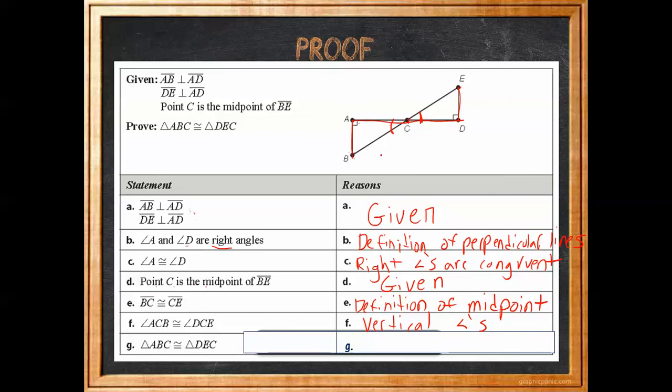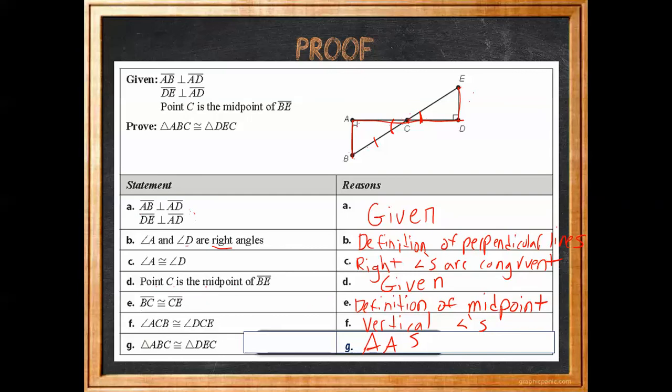And then from there, we've proven that BC is congruent to CE. We proved that angle A is congruent to angle D. We proved that this angle ACB is congruent to angle DCE. So we now know that ABC is congruent to DCE according to angle, angle, side. Angle, angle, side is the reason that we know that these two are congruent. And that's how you prove that triangle ABC is congruent to triangle DEC. And that is the end of AAS and hypotenuse leg.